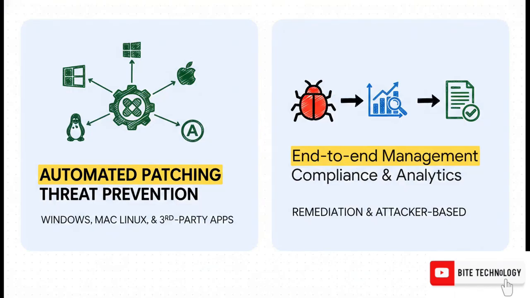You've got Heimdall on one side, which is all about automated patching, but it also bundles in things like threat prevention and antivirus. Its key strength? It can patch pretty much anything: Windows, Mac, Linux, third-party apps, all from one spot. Then you have ManageEngine, which feels more like a complete security audit solution, especially for companies with a lot of remote workers. It focuses on that end-to-end management and making sure you're compliant.